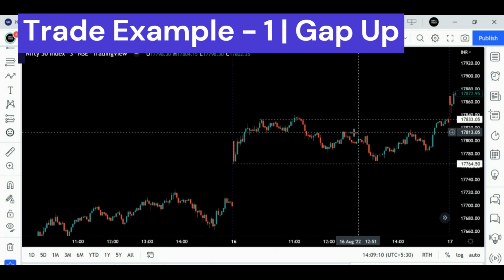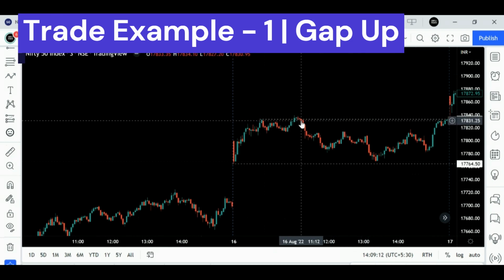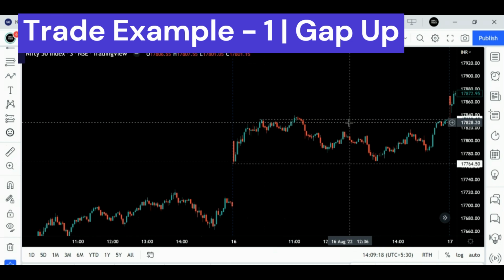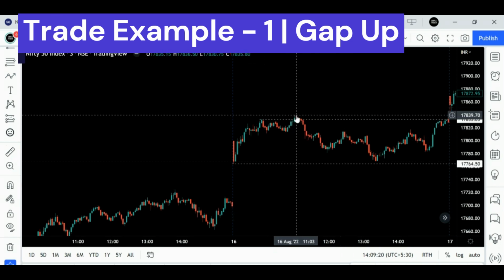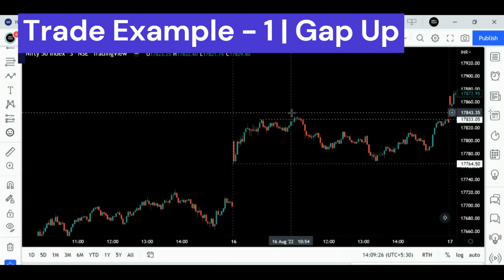Now we need to find our entry. Where is our entry? Entry is very close to this point. You put your limit order here at 17,833. And where is your stop loss? You can keep it just above this point, with a buffer. You can keep an SL above here, 17,845 is your stop loss, which means almost 15 points is your SL.